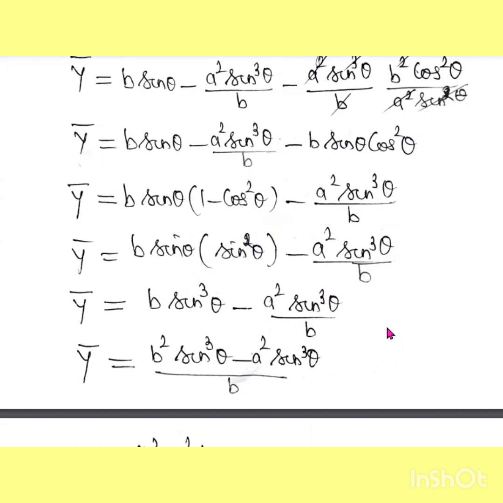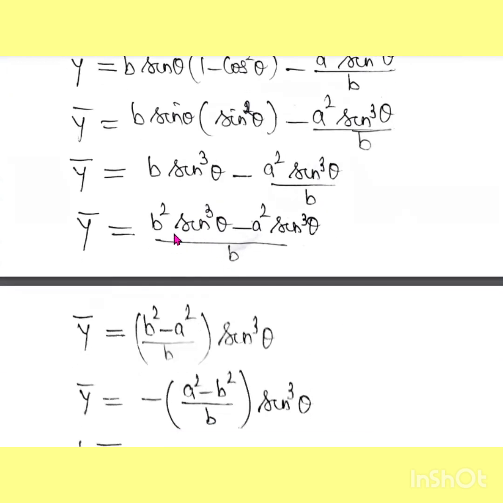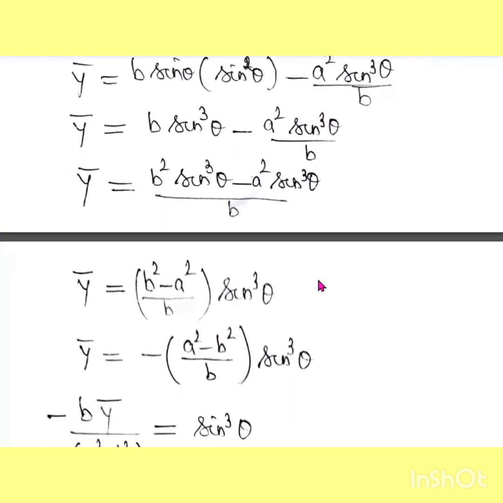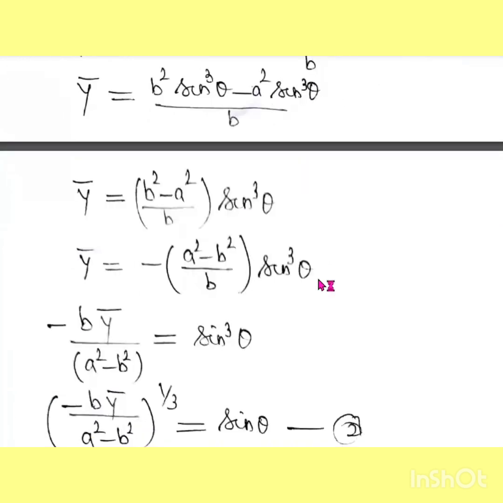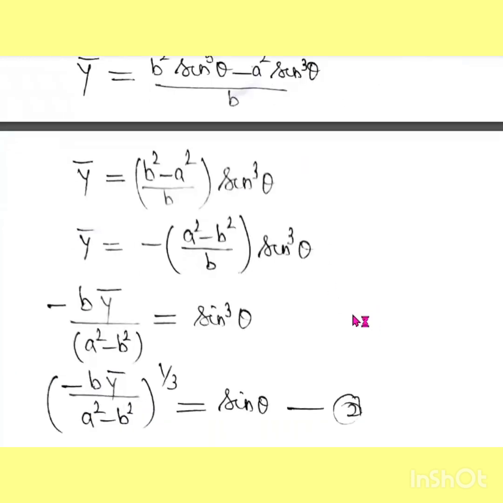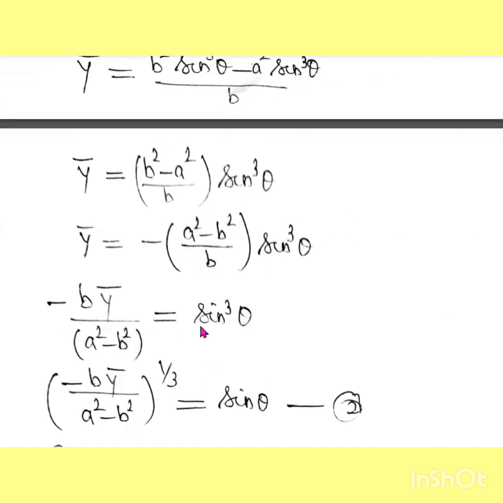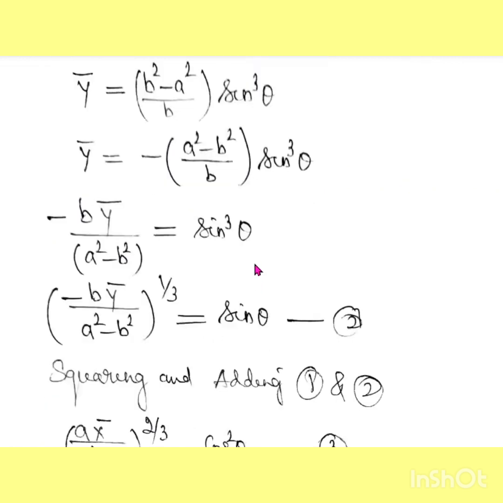If you are taking LCM, y bar is equal to b square sin cube theta minus a square sin cube theta divided by b. So y bar is equal to (b square minus a square) divided by b into sin cube theta. So y bar is equal to minus of (a square minus b square) divided by b, sin cube theta. If you are doing the cross multiplication, minus b y bar divided by (a square minus b square) is equal to sin cube theta.